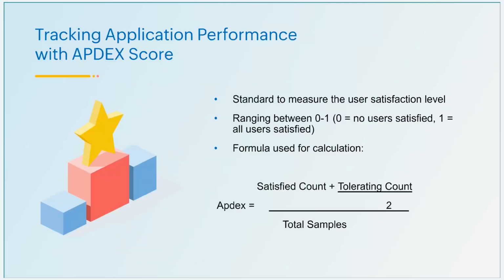Tracking the application performance with the APDEX score. The Application Performance Index or the APDEX score, it is a standard metric to measure the user satisfaction with application response times. APDEX scale ranges from 0 to 1, where 1 being the best score representing the excellent user satisfaction. So the APDEX is calculated based on the total number of samples collected over the satisfied count added to the half of tolerating count.